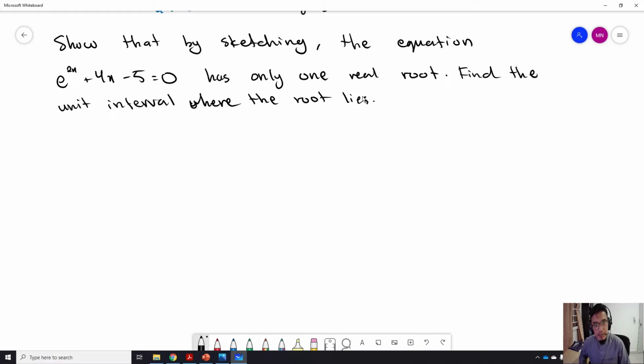Kalau susah nak baca, pause dulu, baca satu-satu. Okay, macam saya cakap tadi.